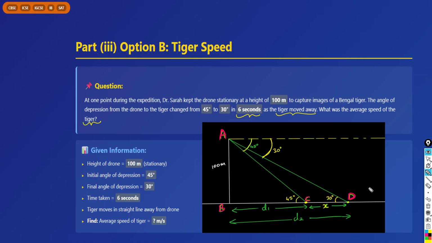Right? Let me show the same calculation. I would take the triangle ABC first and apply tan 45. That would be 100 by D1. From there, I will get D1. I would take the triangle DAB and apply tan 30. That would give me 100 by D2. From there, I would get D2. Then I would do D2 minus D1 to get x.